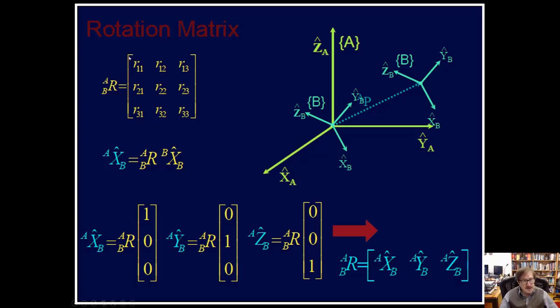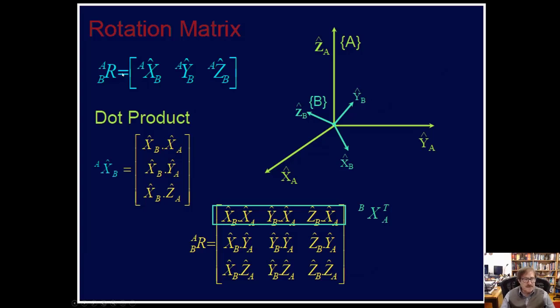So this part of the matrix shows me the projections of XB along XA, YA, and ZA. Similarly, the next column shows the projections of YB in the A frame, and finally the third column shows me the projections of ZB along the axes of the A frame. Let's continue.